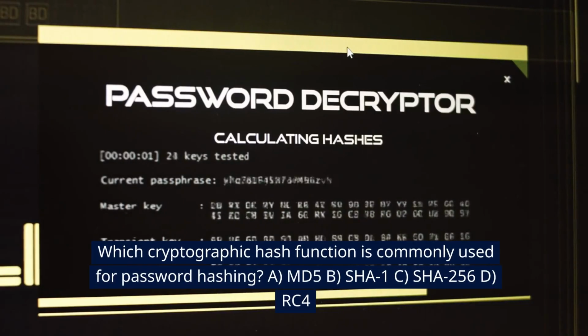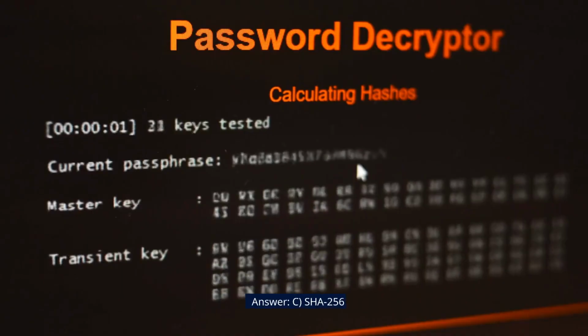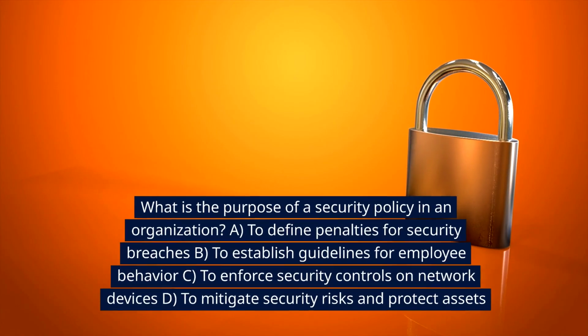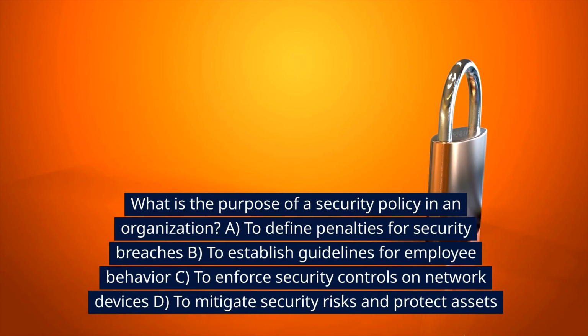Which cryptographic hash function is commonly used for password hashing? A. MD5. B. SHA-1. C. SHA-256. D. RC4. Answer: C. SHA-256. What is the purpose of a security policy in an organization?